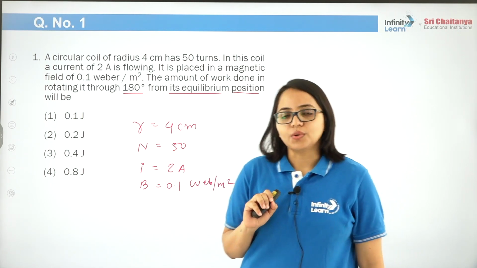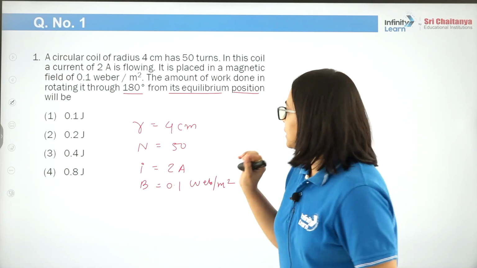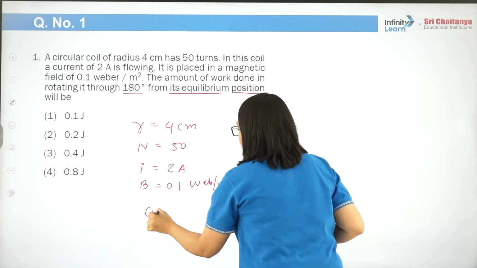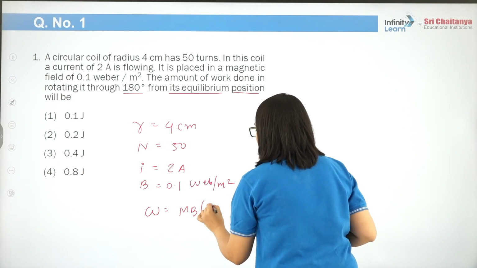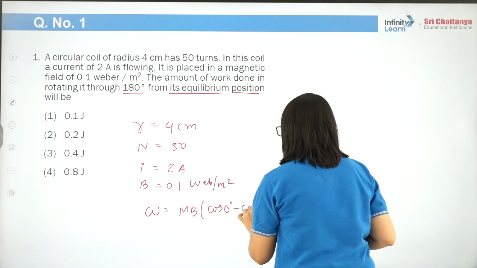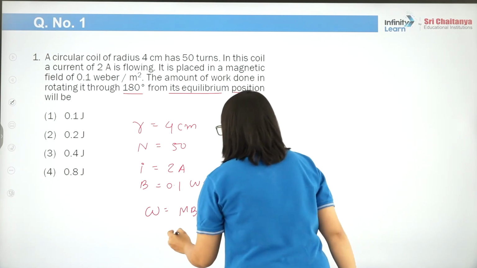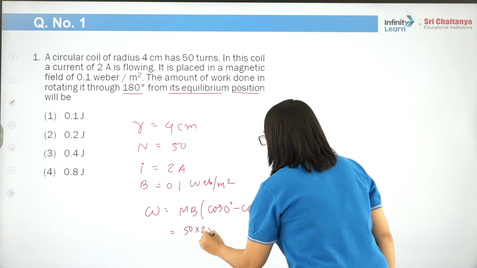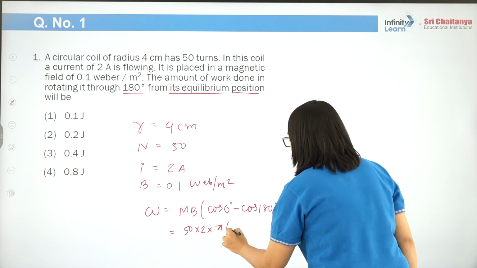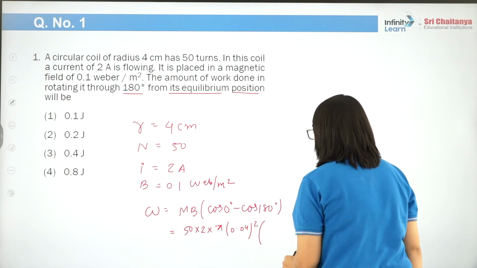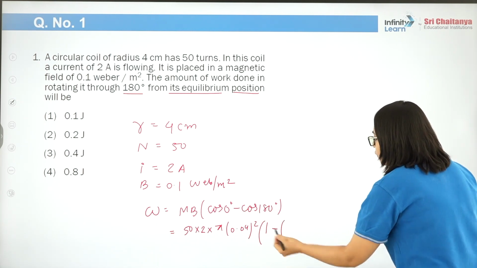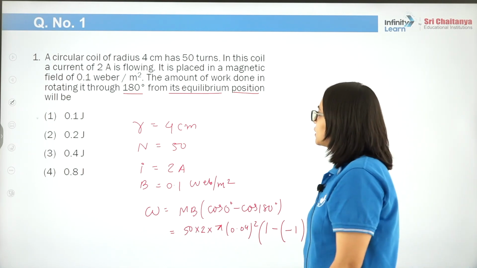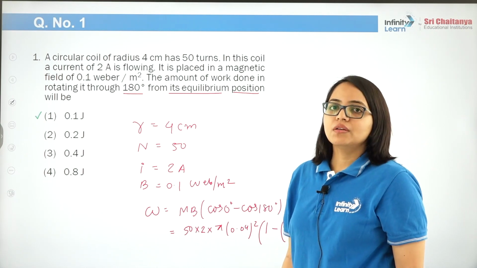So equilibrium position over here will be when it is at an angle of 0 degree. And we are rotating it to 180 degree. So work done over here will be MB into (cos 0 degree minus cos 180 degree). So M is NIA, N is 50, I is 2 and A is pi r square, which is pi into 0.04 whole square, into cos 0 degrees which is 1, minus cos 180 degrees which is minus 1. So after solving this one, you'll get the value of work done as option 1, which is 0.1 joules.